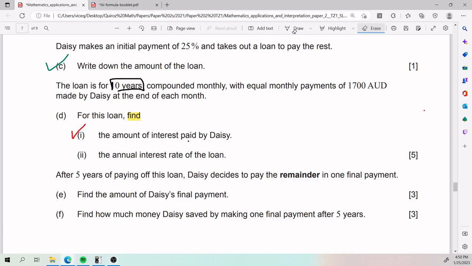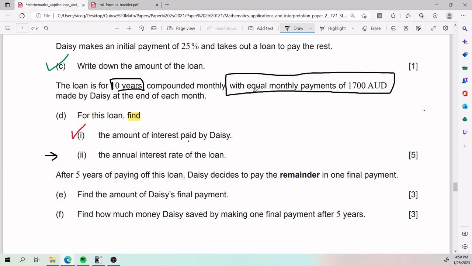All right, and now for this next part, we have that for this loan, we need to find the annual interest rate of the loan. Now, a very common mistake here that people do is that they keep working with the compound interest formula. And unfortunately, because we're talking about a loan, we are now talking about an annuity, which is something a little bit different. So basically, whenever you're talking about loans or something with equal monthly payments, this is probably the biggest hint I can give you. You are not going to use the compound interest formula anymore. You're going to use the finance app on your calculator.